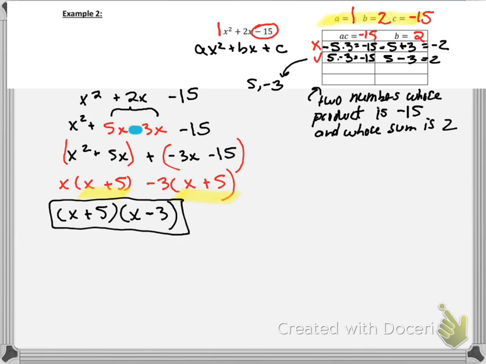Again, some people will skip this step, and as soon as they find out that the solutions are 5 and negative 3, they will go straight to writing this in factored form, which is x plus 5 times x minus 3. But if you want the explanation, if you want to see how and why that is true, you can go through these steps over here.